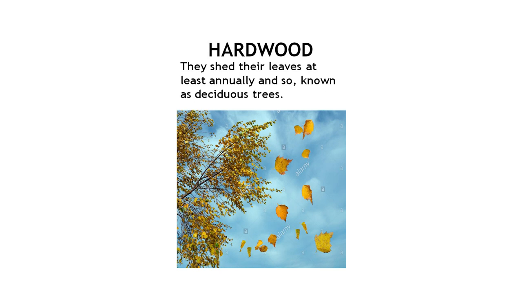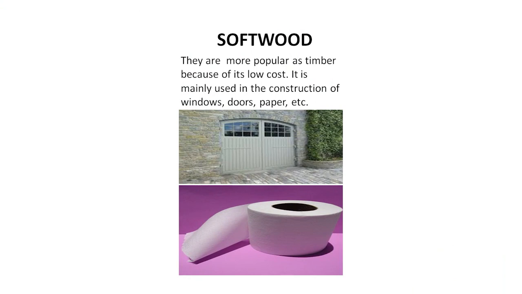Now, softwood also is very popular. It's less expensive and economical. And that's why it's very easy to see items made of softwood around us more than those made from hardwood. Softwood is more popular as timber, and because of its low cost, it is majorly used in the construction of windows, doors, pulp. Have you heard of that word before? Pulp is what we use to make paper, tissue paper, and all kinds of paper products.